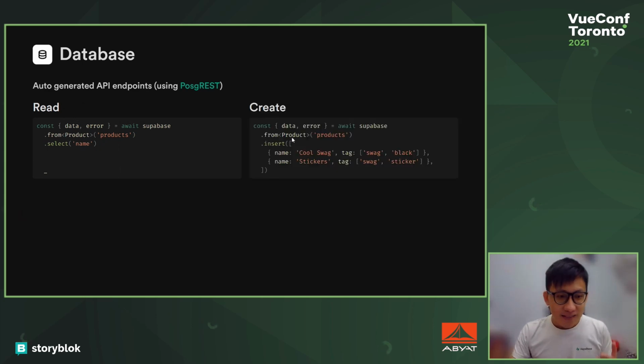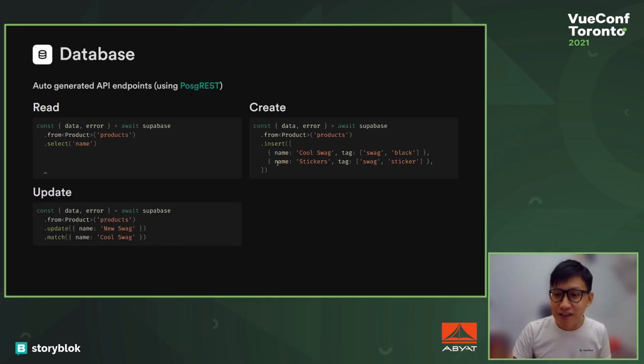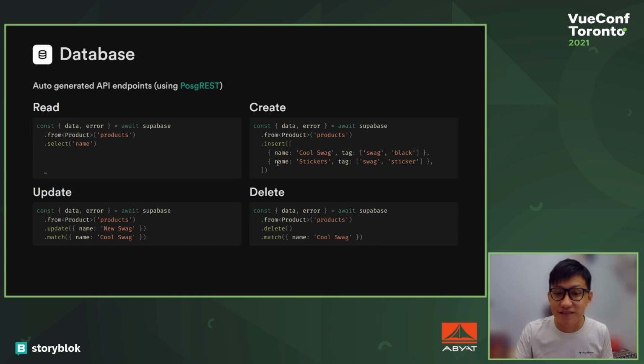So next, create is just similar to read. You can insert an array of the parameters you wish to insert. Similarly for updates and even delete. You can update and delete by changing just a few lines, and it's a very simple and intuitive function for you to utilize. So let's look at this update. When you have a product, you just need to update with the new name that matches the old name, meaning that I will replace all the cool swag with this new swag.